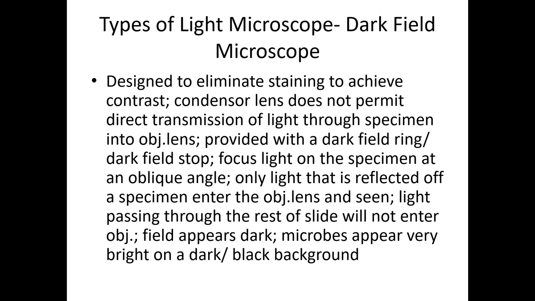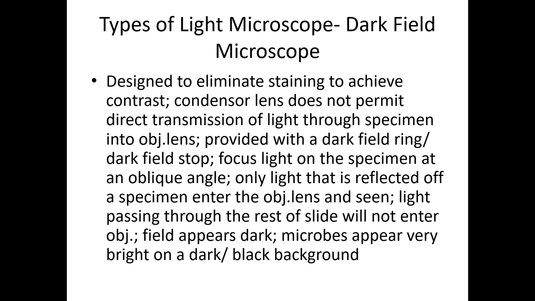That is the special feature of dark field microscopy. The dark field microscope is provided with a special structure or a special aid called dark field ring or dark field stop. What is the specialty of this dark field ring or dark field stop? It focuses light on the specimen at an oblique angle. First of all, oblique means tilted angle, slanted angle, that is oblique angle.